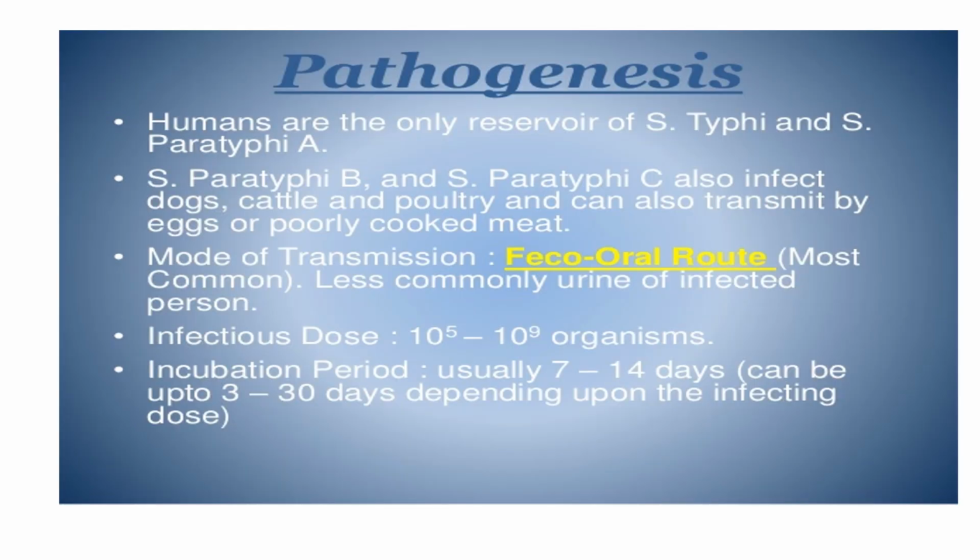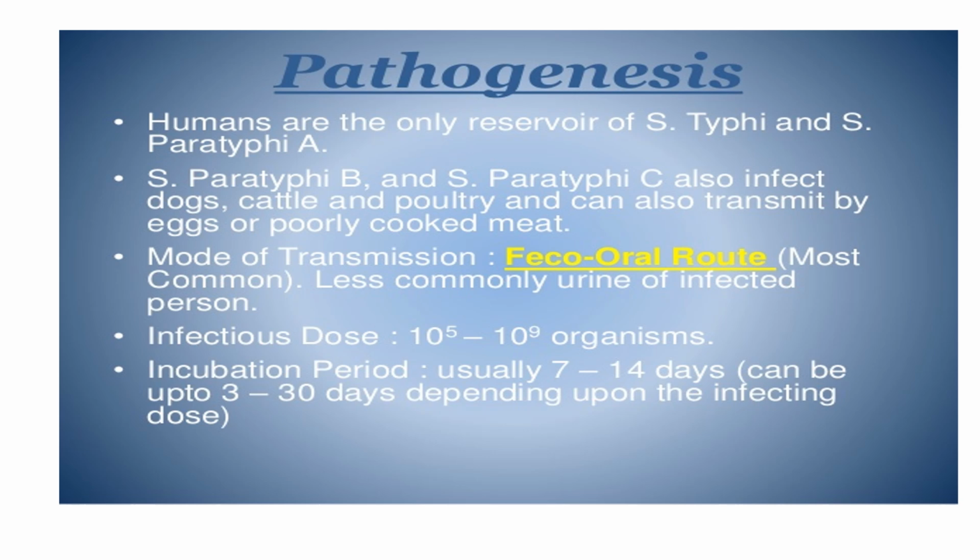So we briefly look into the pathogenesis of enteric fever. As I have already mentioned, humans are the only reservoir for Salmonella typhi and Salmonella paratyphi A. Salmonella paratyphi B and C also infect dogs, cattle and poultry, and they can be transmitted by eggs or poorly cooked meat.